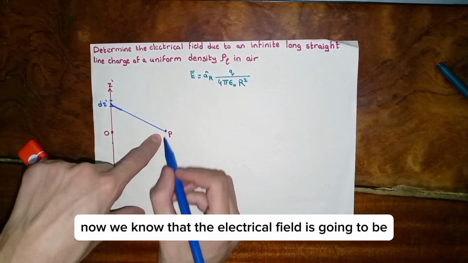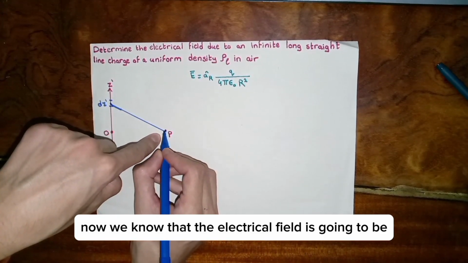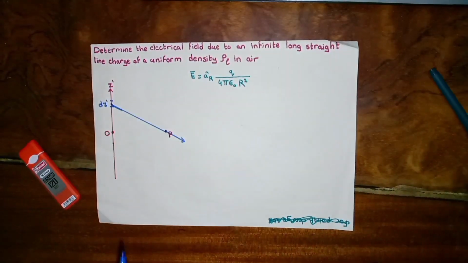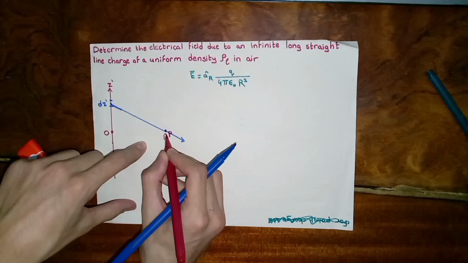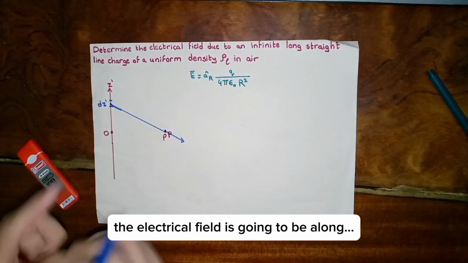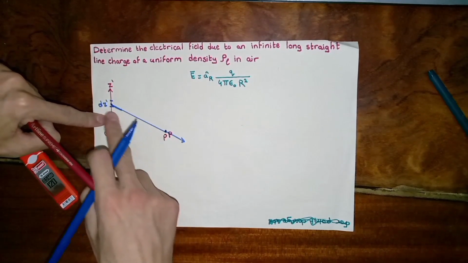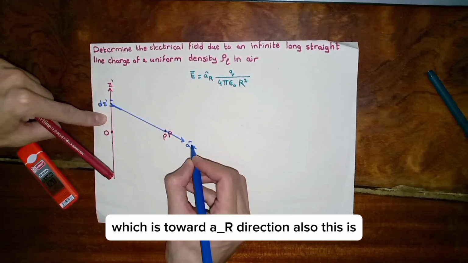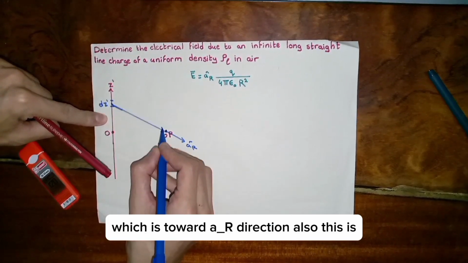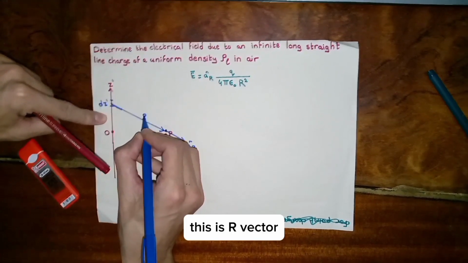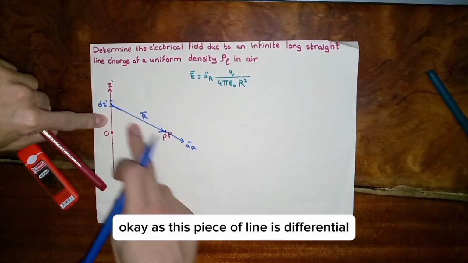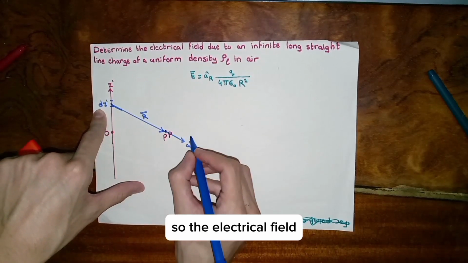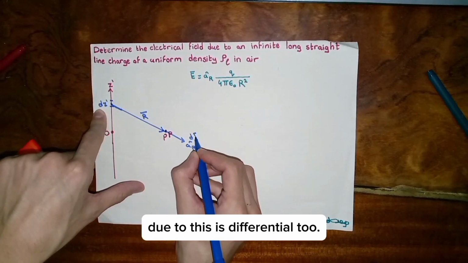Now we know that the electrical field at the point P is going to be along this line, which is toward the a sub R direction. Also, this is the R vector. As this piece of line is differential, the electrical field due to it is differential, dE.